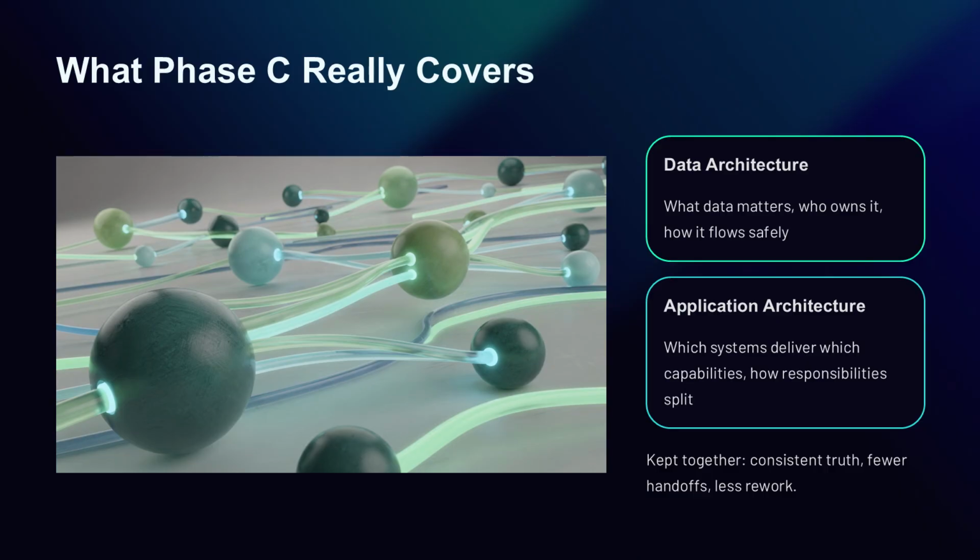Building on that purpose, you should remember that phase C includes both data architecture and application architecture because they are inseparable in the real world. Data architecture clarifies what data matters, who owns it, how it is governed, and how it flows safely across the enterprise. Application architecture clarifies which systems deliver which capabilities, how responsibilities are split, and how the application landscape will evolve over time. When you separate these conversations, you create application decisions that break data quality and data decisions that cannot be implemented. When you keep them together, you can build systems that share a consistent truth and deliver value streams with fewer handoffs and less rework.